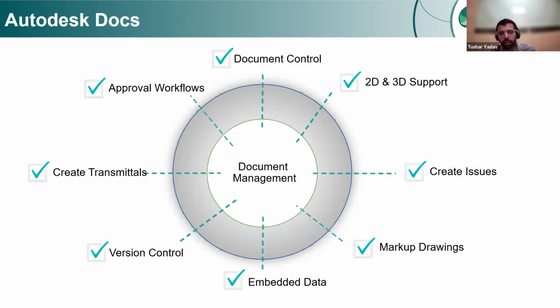Now coming to the various functions of Autodesk Docs. Number one, we have document control. We have 2D and 3D support. We can create issues. We can create markups in drawings. There is embedded data, and there is version control, and we can create transmittals, and then finally we have approval workflows. In the upcoming slides, we'll be talking about each of these features in detail.